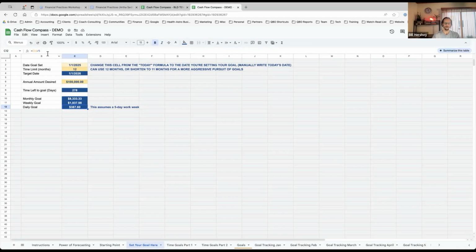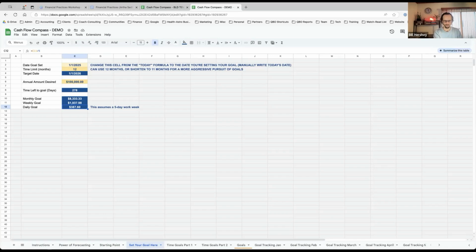Now you can flip this. If you think you might only have a 4-day work week, we can change that number to 4. All of a sudden your daily goal becomes higher. You need to be doing more like 485 per day, right? I'm going to leave it as a 5-day work week for now. So that's just giving you some mental calibration of what you need to be pulling through your business on a monthly and weekly and even daily basis.